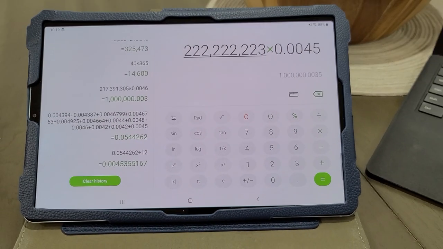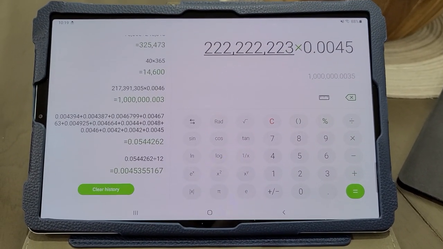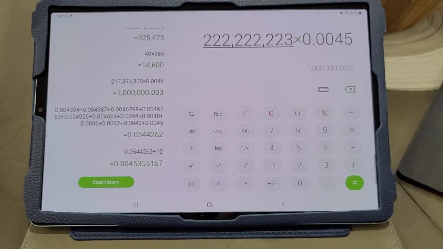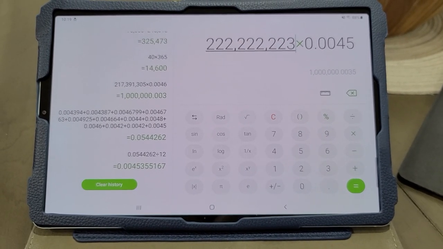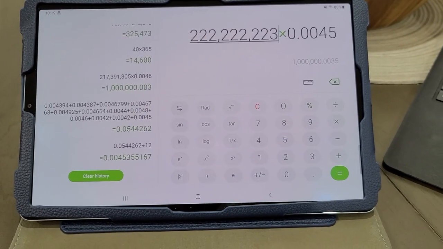And why is my camera doing this? I don't know. Maybe I should just call Samsung up, see if they can replace this, because I don't think cameras are supposed to be doing this.